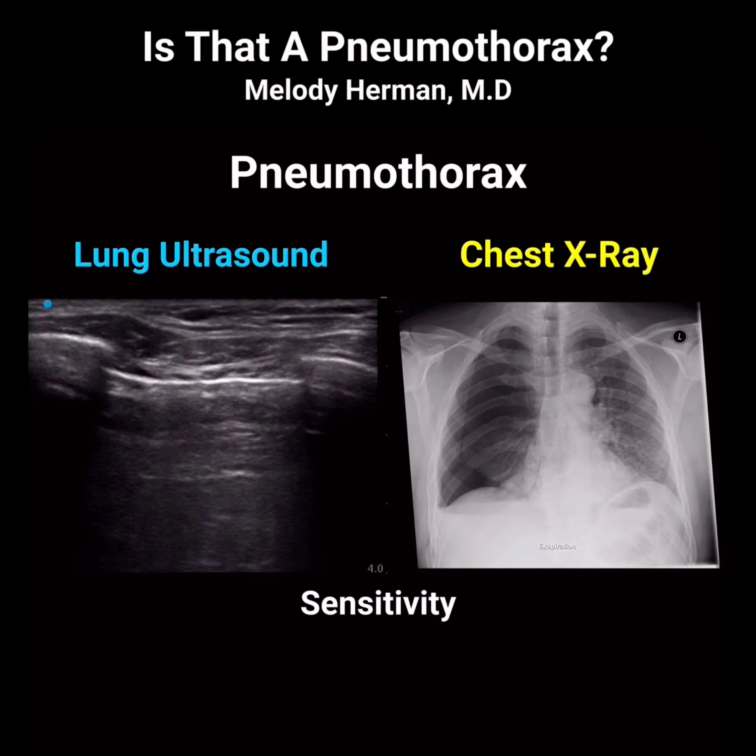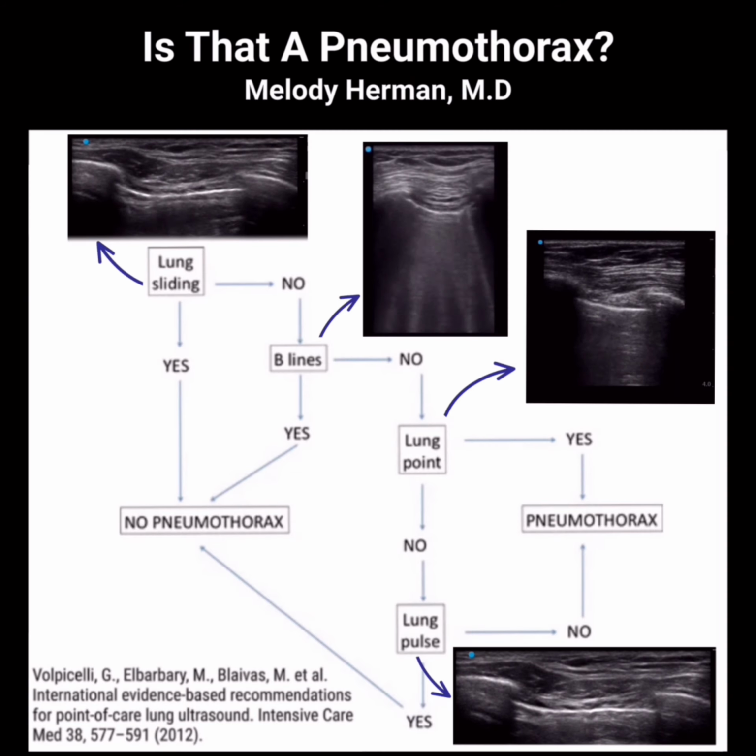Lung ultrasound is more accurate than chest X-ray in ruling out pneumothorax with a sensitivity of 88% versus 52%. Use of lung ultrasound to diagnose a pneumothorax and guide life-saving therapy is essential, particularly with unstable patients and resource-limited areas.